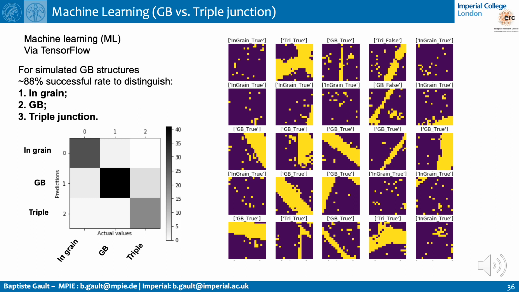And in most cases it works. We have almost 90% success rate. And it means that if we look at a compositional map from an atom probe dataset projected along one axis, we might be able to use this to directly distinguish whether a local part of the microstructure is a grain boundary or inside a grain, or maybe a triple junction.